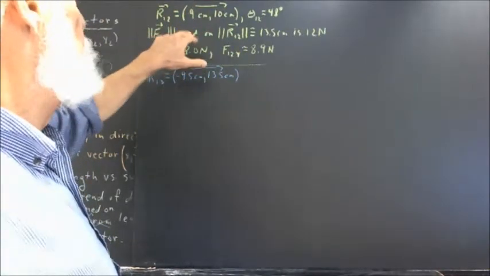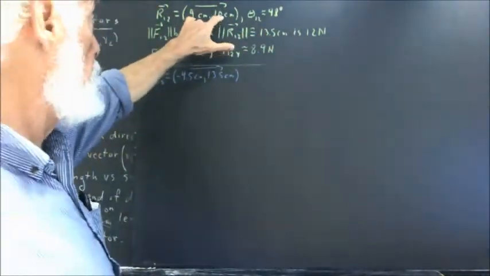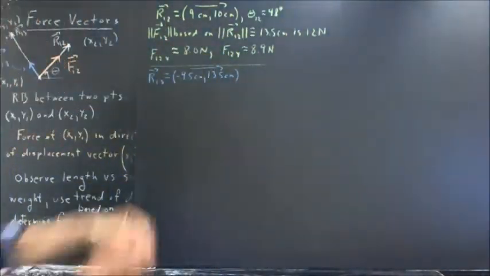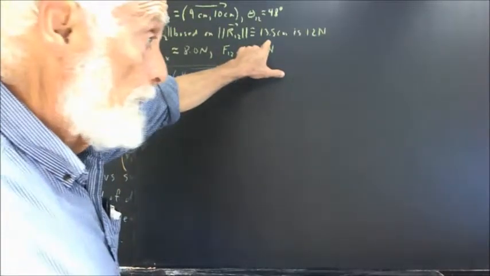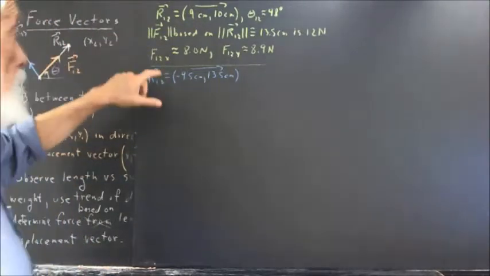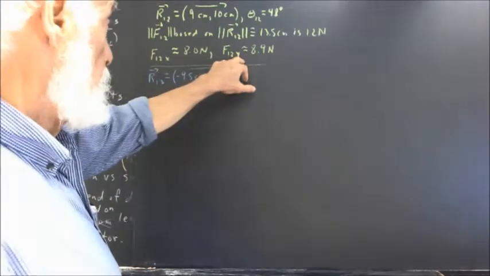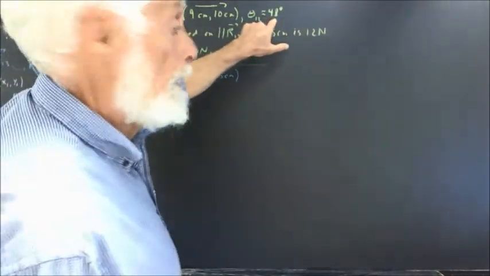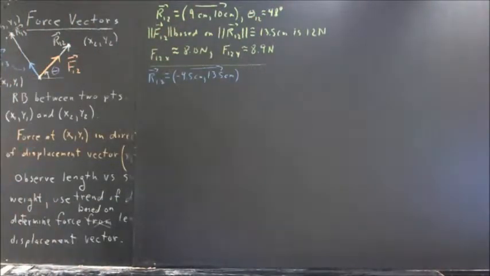The magnitude of F12, based on the magnitude of R12, 13.5 centimeters, determined by the Pythagorean theorem from the R12 vector, turned out to be 12 newtons, and we talked about how that happened. We just hung weights, and used the trend to determine how much force would be exerted by that rubber band when it was stretched out to 13.5 centimeters. Okay, and we then determined that the components of F12 were 8 newtons and 8.5 newtons, x and y components, because the F12 force was in the same direction as the vector, and we had the 48 degrees. I also mentioned we could have bypassed the calculation of the angle using unit vectors. We'll talk about that before we're done.